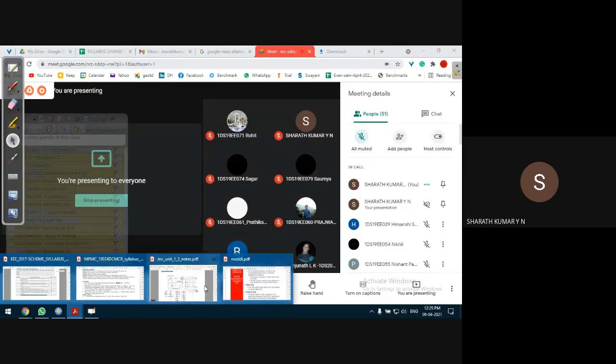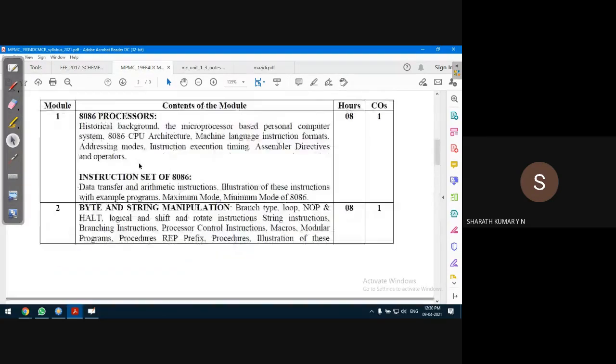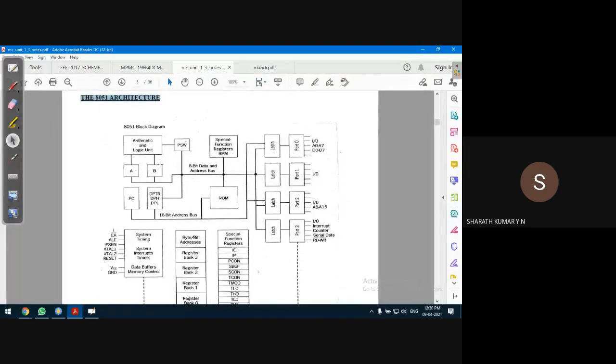Some authors refer to the 8051 as a processor. Why? Because it also processes the data, so it can also be called a processor. Since in our course we are going to discuss both processor and controller, let us be specific. Let us call the 8051 a controller and the 8086 a processor. But the 8051 can also be called a processor. There is nothing wrong in that.